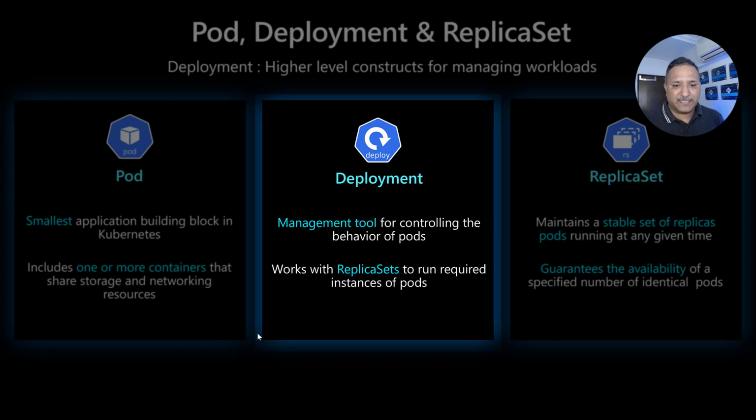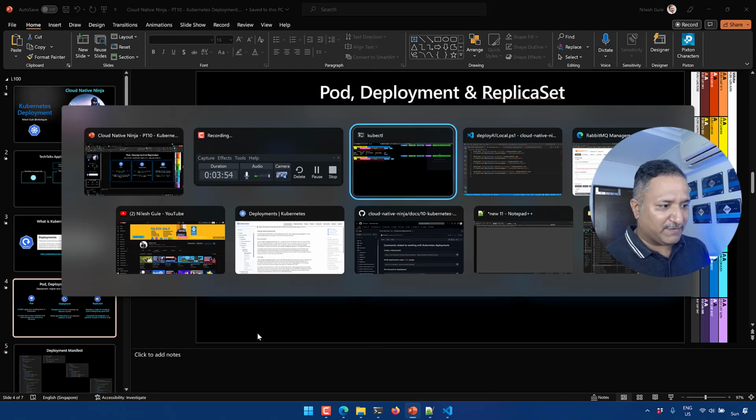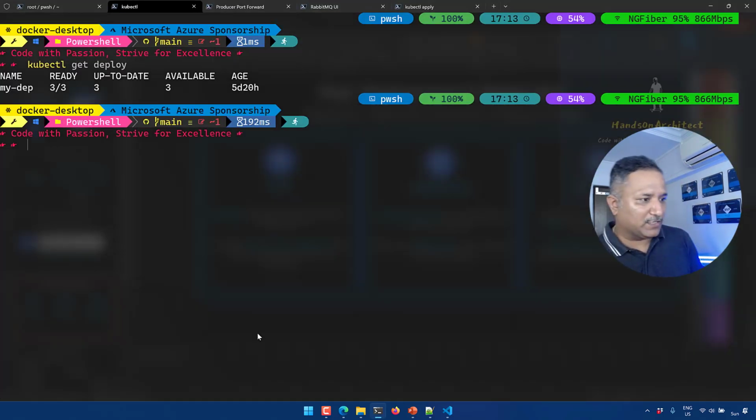The main purpose of a replica set is to maintain a stable set of replicas for running the pods. If we don't specify the number of replicas, by default, a deployment will create one replica for our container. But if we specify multiple replicas, then it is the deployment and the replica set working hand in hand to make sure that we have the required number of replicas running all the time. This also guarantees the availability of the specified number of identical pods because it replicates the definition of a pod. So instead of wasting any more time, let's dive straight into our Kubernetes cluster and see how this works.